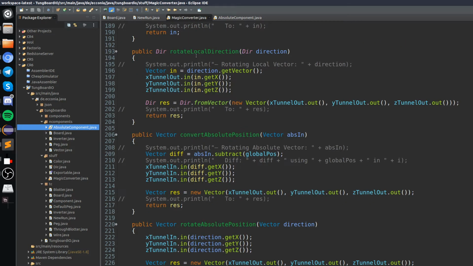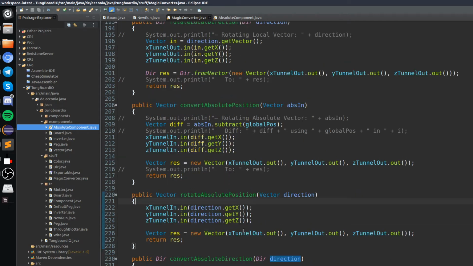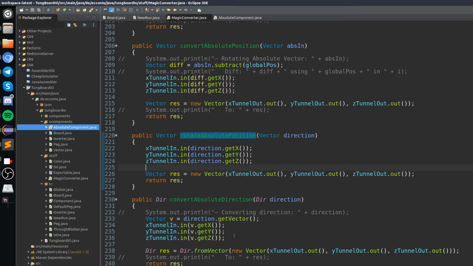There are 2 special cases here, and that is rotate local direction and rotate absolute position. These don't have any subtract and addition stuff here, because they just need to rotate. That's their base purpose. So in this case, I give it an absolute position, wherever that is, don't care, just rotate it for me, okay? There are some use cases for it. I'll get to them later. So I basically am using the tunnels here and rotate that.